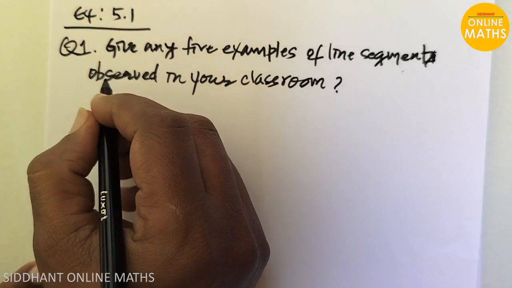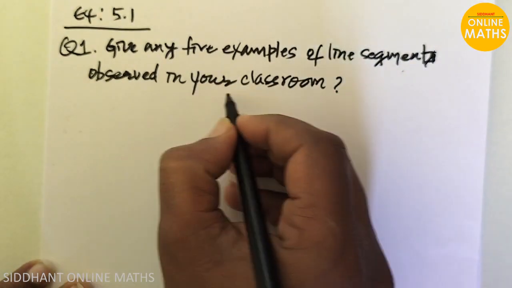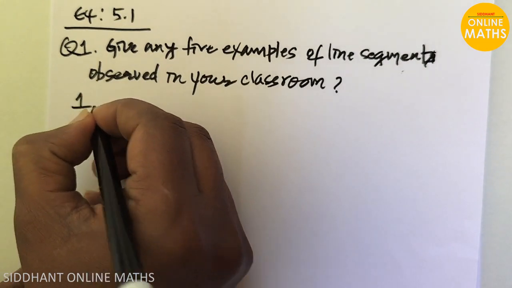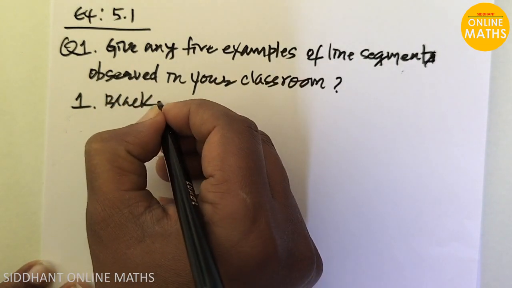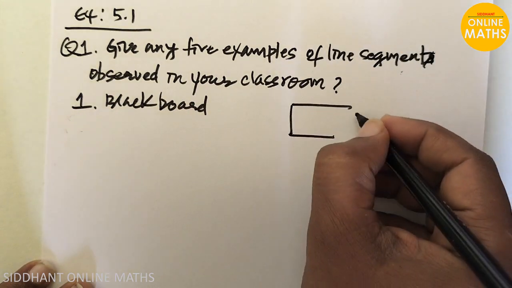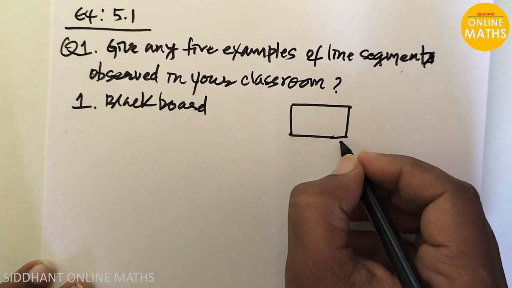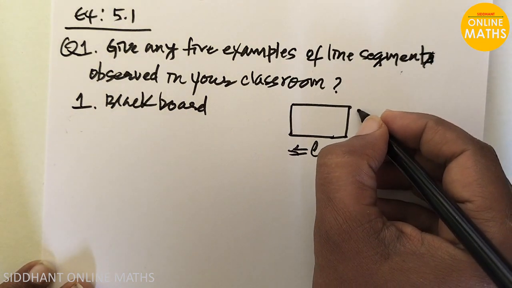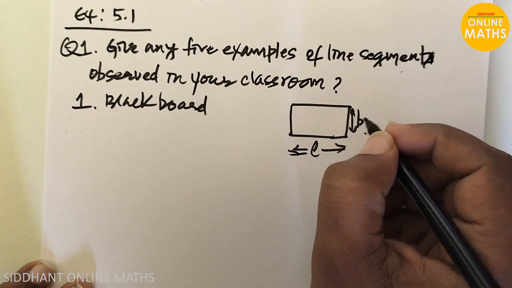Exercise 5.1, question number 1. Give any 5 examples of line segments observed in your classroom. So here, example 1, we can take a blackboard. This will be your diagram of the blackboard. So here we are going to see line segments. This we will call the length, and this we call the breadth. So these are the line segments we can say.